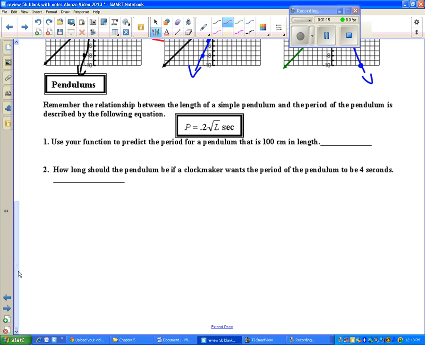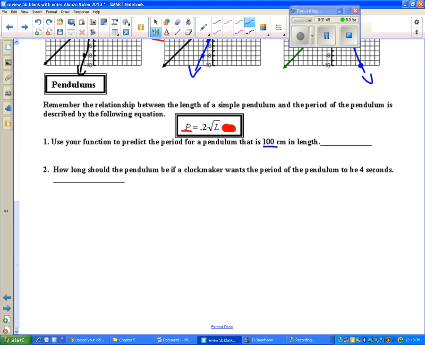Remember, the relationship between the length of a simple pendulum and the period of the pendulum is described by the following equation. The period is equal to 0.2 times the square root of L, and it's measured in seconds. This word seconds has been confusing a lot of people. This is the equation. That's telling you that the measurement is in time, in seconds, of the period. But don't let that confuse you. Use your function to predict the period for a pendulum that has a length of 100 centimeters.